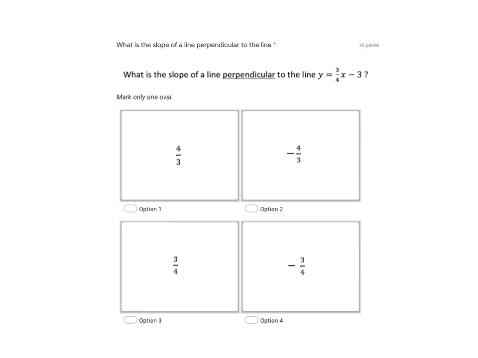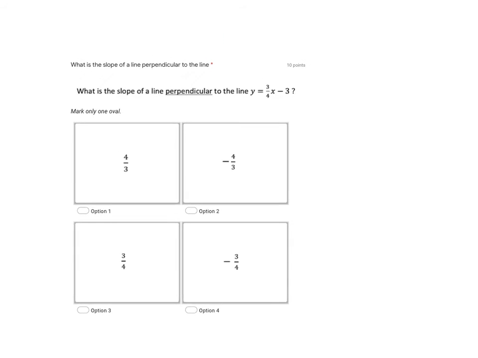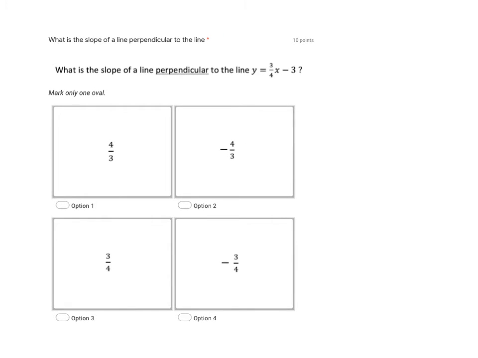Let's move on to the third question. What is the slope of a line perpendicular to the following line? Now remember, if two lines are perpendicular, so that's the symbol for perpendicular, it means they form a 90-degree angle. Then their slopes are opposite reciprocal.